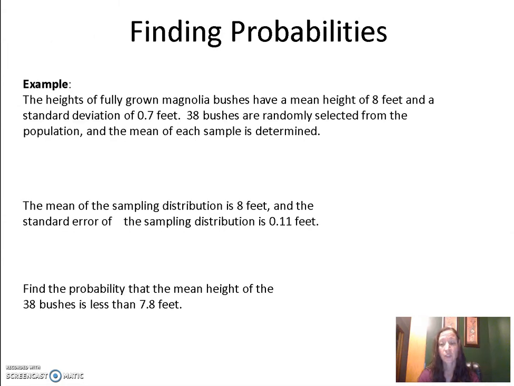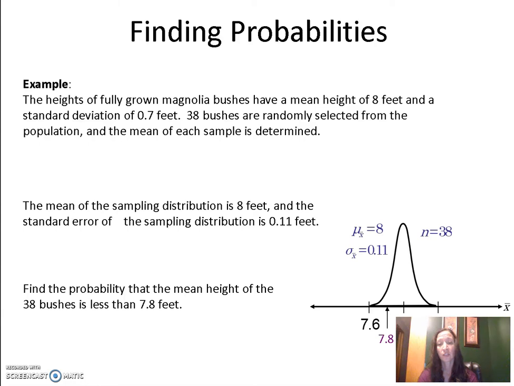Now we have another question on slide 88 that asks for the probability that the mean height of the 38 bushes is less than 7.8 feet. So that's asking for the probability that x bar is less than 7.8. So now that we have x bar instead of x, we have to use our new and improved z-score formula.